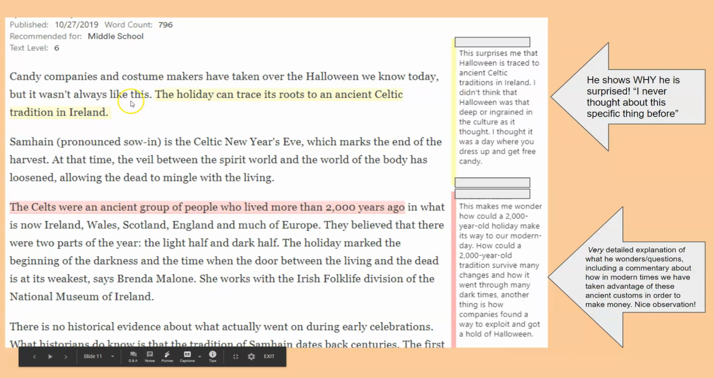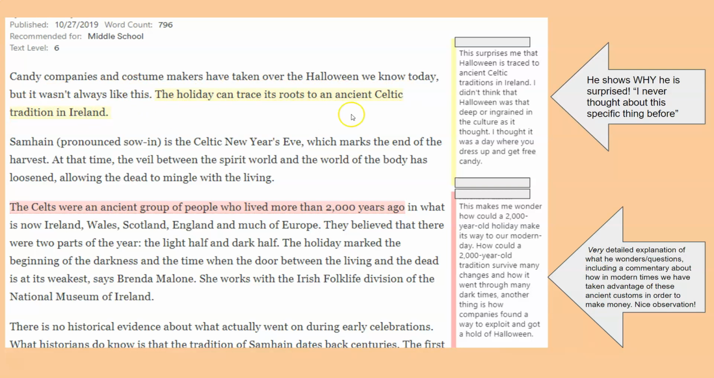All right. This student highlighted the holiday can trace its roots to an ancient Celtic tradition in Ireland. This surprises me that Halloween is traced to ancient Celtic traditions in Ireland. Okay. They've kind of repeated it, but they go on to say their own thing. I didn't think that Halloween was that deep or ingrained in the culture. I thought it was a day where you dress up and get free candy. Okay, so this person, they're like, okay, this surprises me. And it surprises me because I never thought about it as being anything other than what it is today. I had no idea that it came from somewhere else. And it's that old.